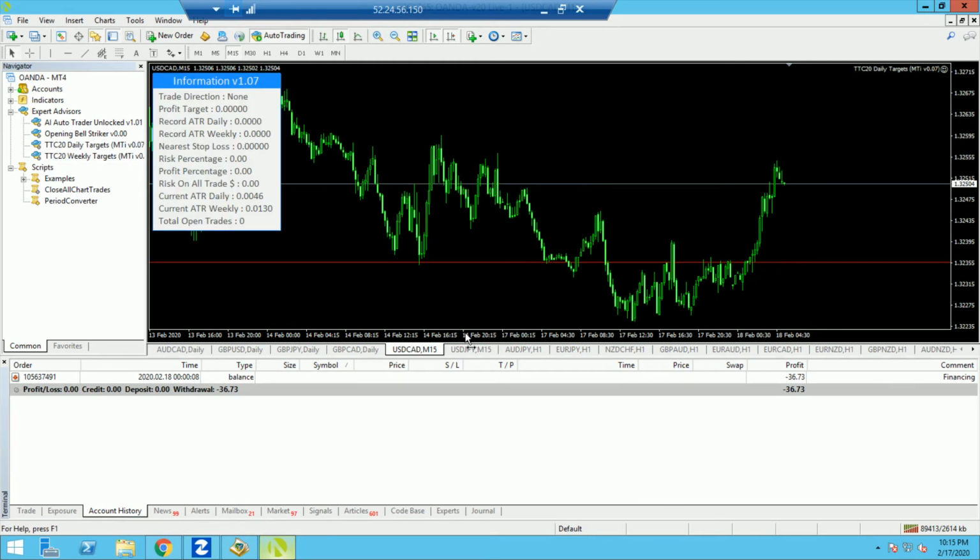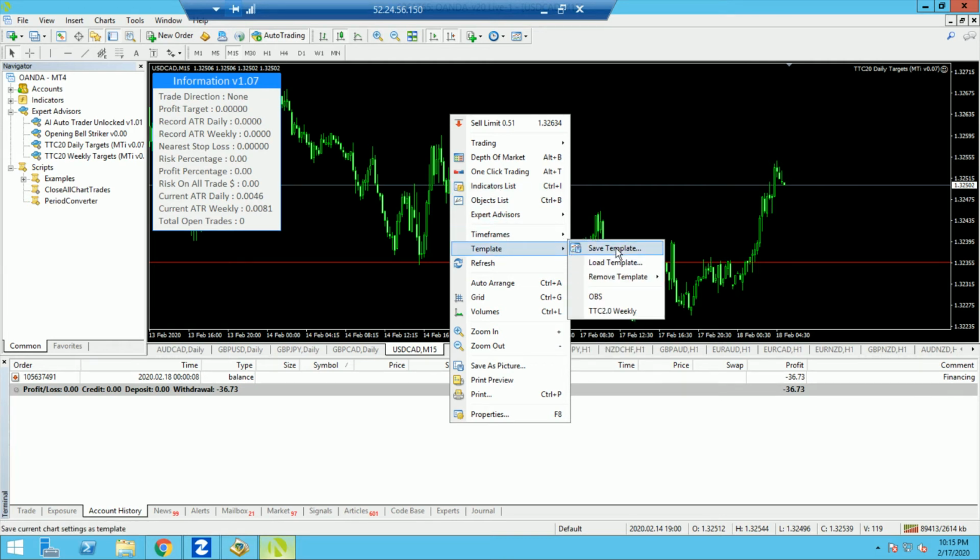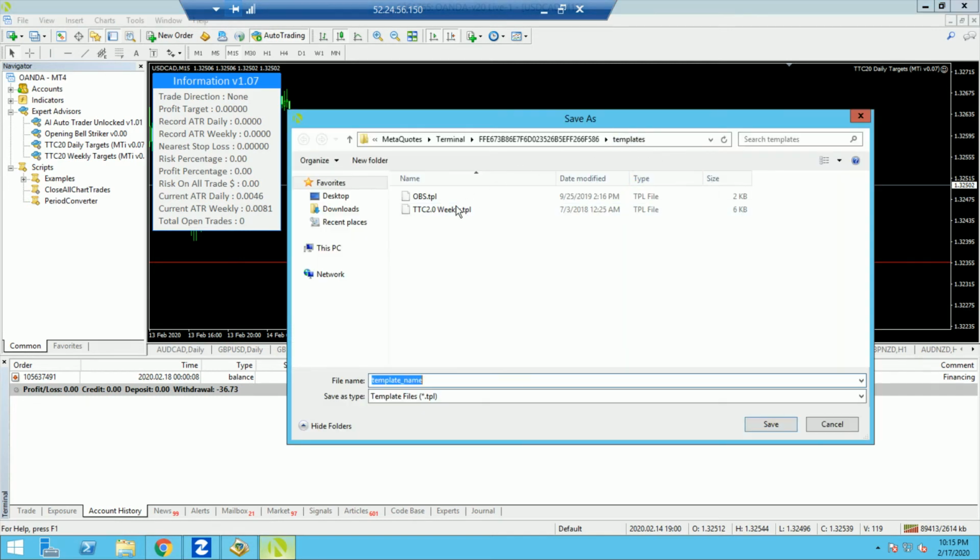Now what I can do is take exactly what I got here and create a template. So I'm going to say save right here, save template. This is the one right here. I'm going to save it as my daily template. So I'm going to go like this.